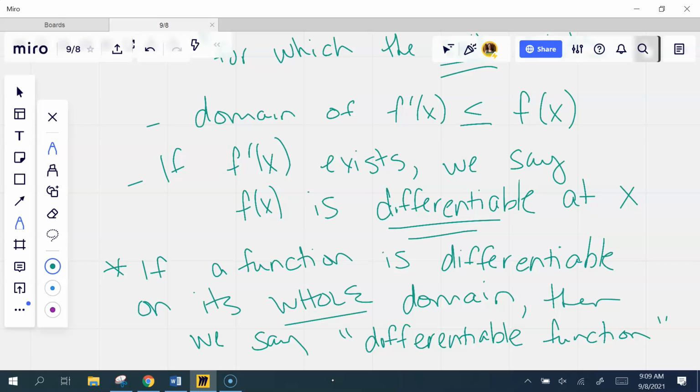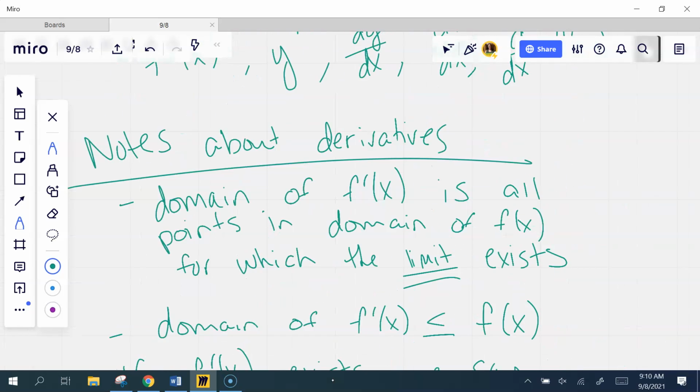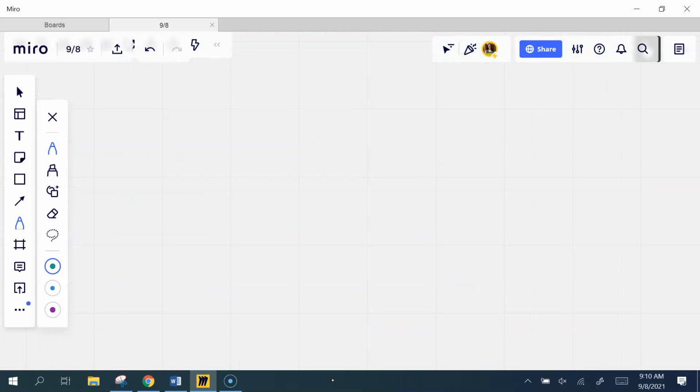All right. Let me give you an example. Then I'm going to show you an alternate way to find the derivative, and then something else.